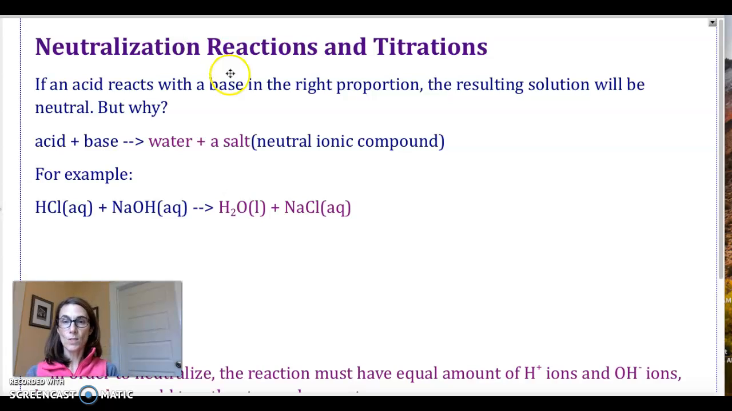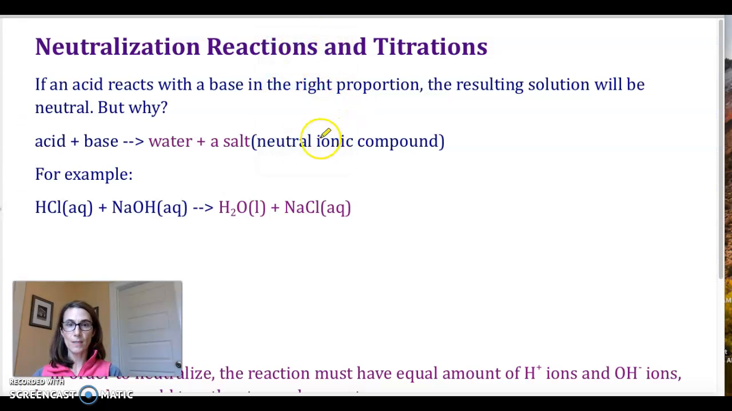Okay, so to start, I just wanted to tell you that when an acid reacts with a base, and it has to be in the right proportion, the resulting solution will be neutral. But why? Why is that? So let's talk about the chemistry behind that. It's based on this very generic equation here. When we add an acid to a base in the right proportion, what is produced is water plus a salt. So a salt is just a fancy name for a neutral ionic compound.